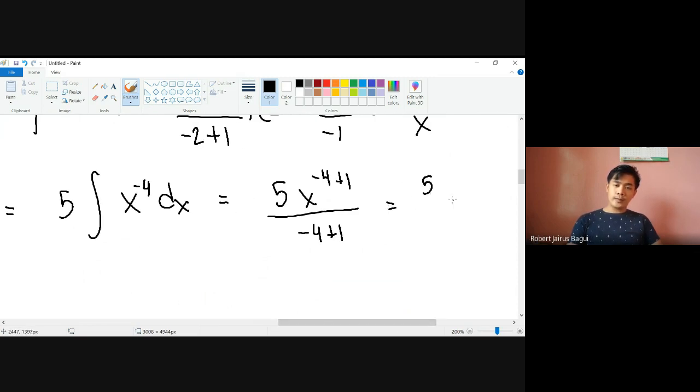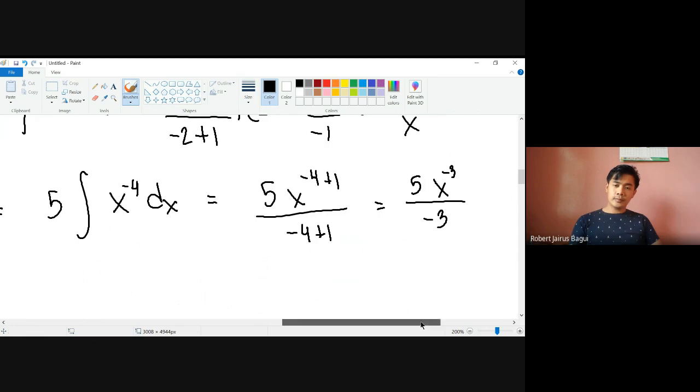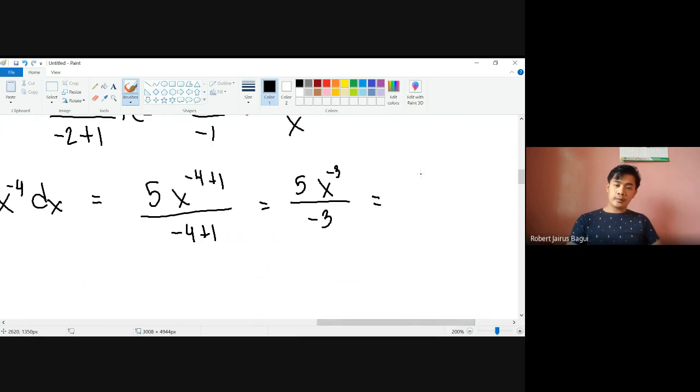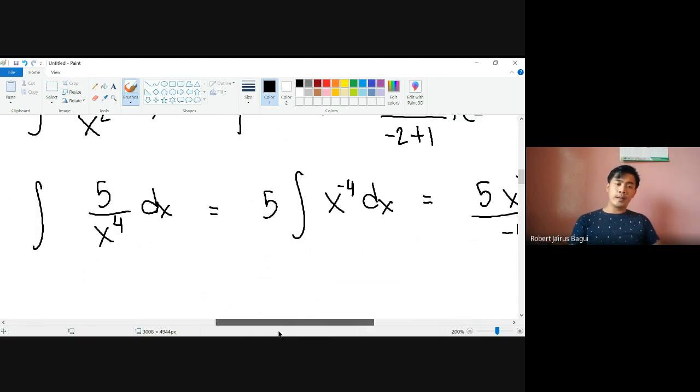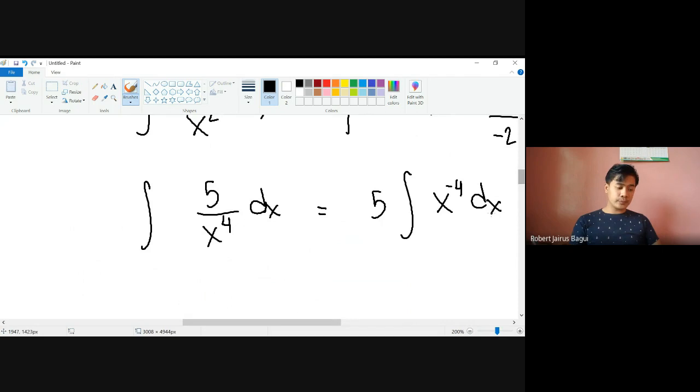5 x raised to negative 3 all over negative 3. Or, iangat ko na ulit yung negative sign. 5 thirds over x raised to 3. Yan. Pare-pareho lang yan. Yung way binabago ko lang yung form.